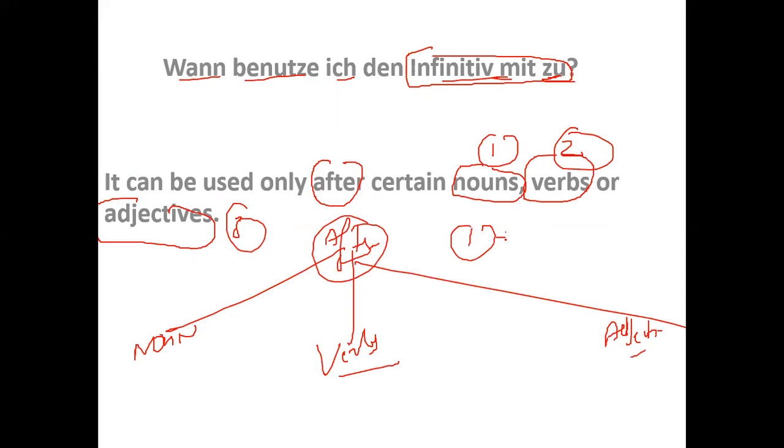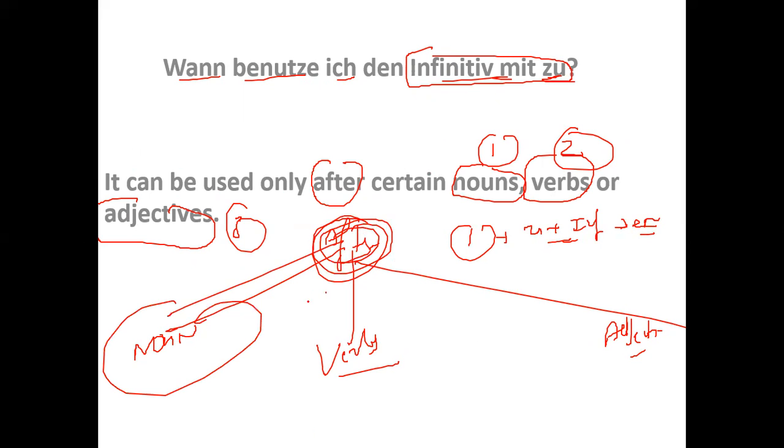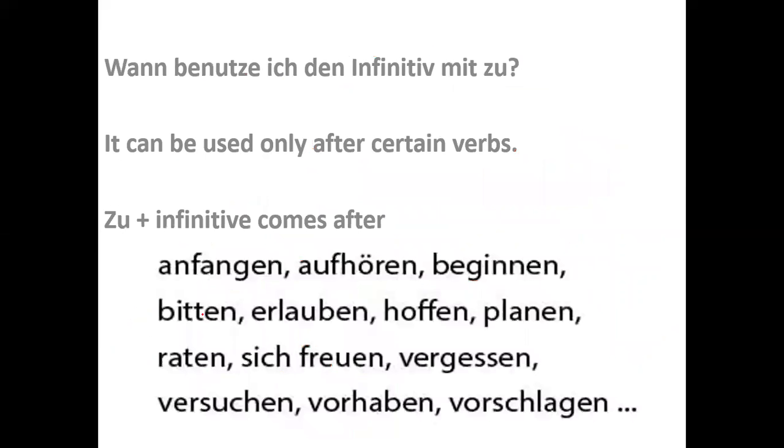Rule number one was this: zu plus infinitive in German will always come at the end. This is rule number one. Rule number two says that it will come only after some particular nouns, after some particular verbs, and after some particular adjectives. Now let's talk about which are the verbs.